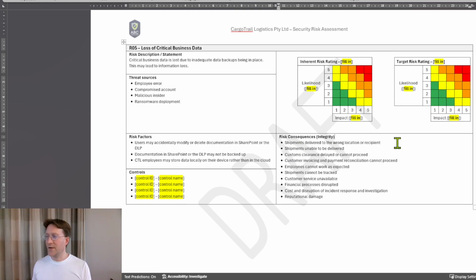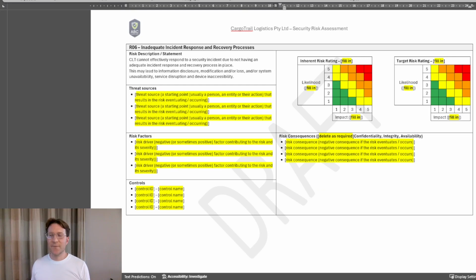So we've got things like if we don't know shipment information, then we don't know who to deliver it to. We might send it to the wrong place, or we might not deliver it at all. We cannot do customs clearance if we don't have information relating to that. We can't do things like invoicing. Employees can't work. We can't track things, customer service. So similar consequences to previously, but this time it's just built around integrity.